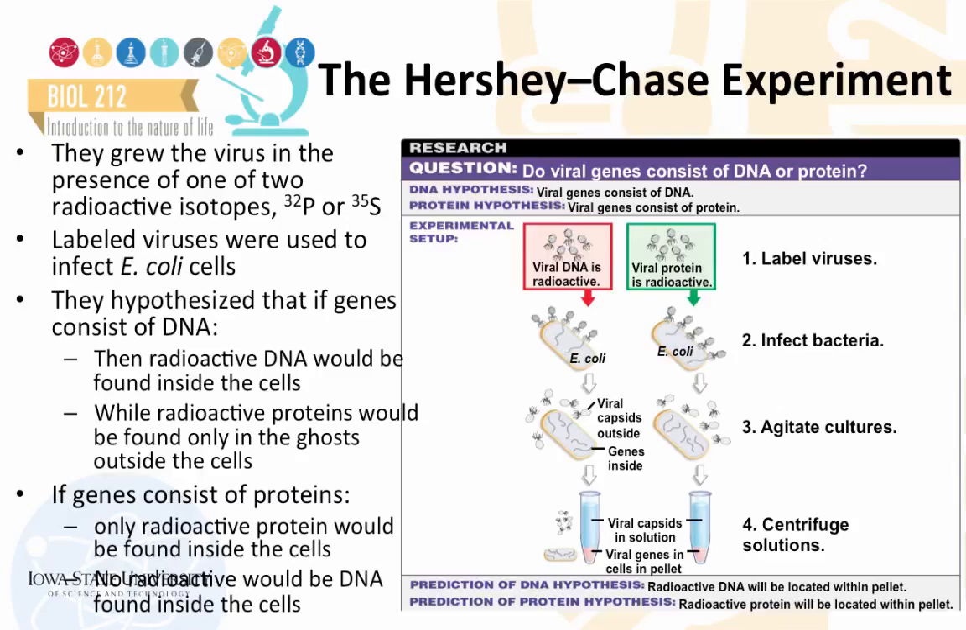In the experiment that they set up to address this hypothesis, they grew virus cells in the presence of one of 2 radioactive isotopes, P32 or S35. Since DNA contains phosphorus, only DNA would be labeled with P32, and since proteins contain sulfur and not phosphorus, only the proteins would be labeled with S35. So now you have the protein of the viral cells labeled with S35 and the DNA labeled with P32. So one sample in which the DNA is radioactively labeled and another sample in which the protein is radioactively labeled.